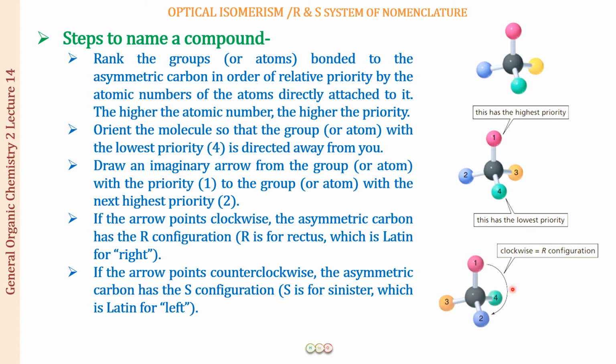If it is going to be just one, that is sufficient for you to understand that this rotation is going to be in the clockwise direction. So if this is in the clockwise direction, you will call it the R configuration. If it is going to be in the anti-clockwise direction, it is going to be the S configuration.